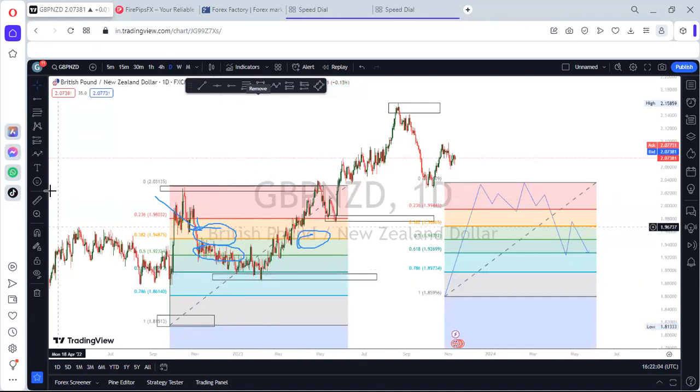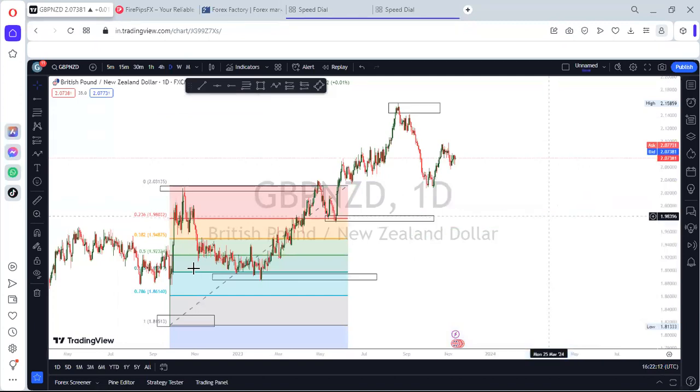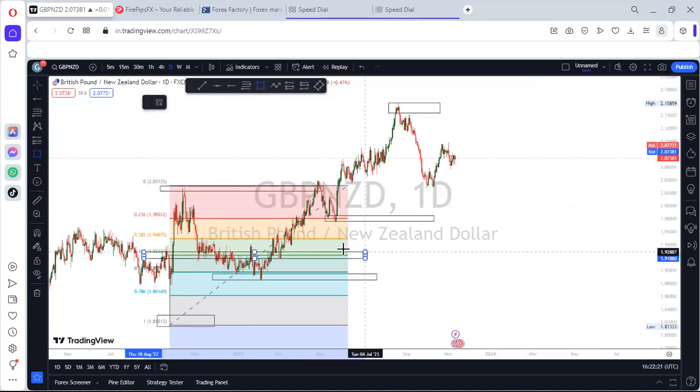So that means I will be looking to take this trade because I like to take trades as long as they are on the 50%, right? On this 50% right here. This is the 50%, this green zone. This green zone is my 50%. So that's why I set it up like this.